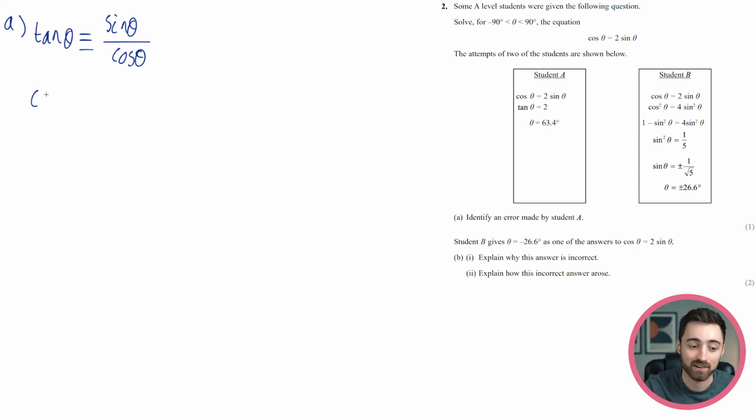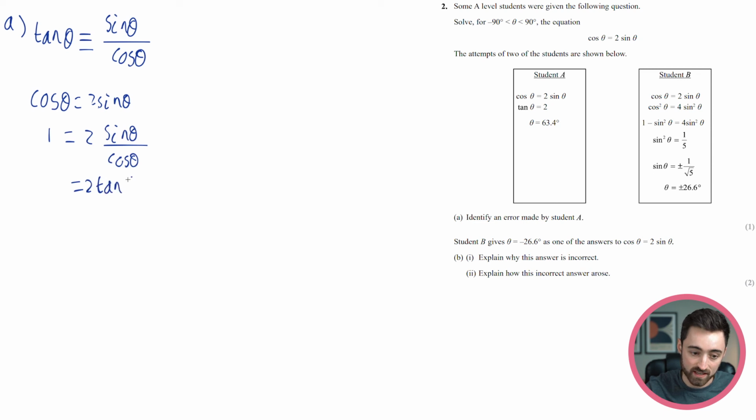Because if I have cos theta equals 2 sine theta, well, if I wanted to get a tan theta out of this, I would divide by cos theta, wouldn't I? Because tan is sine over cos. So what I would then say is cos over cos is going to be 1 equals 2 sine over cos, which equals 2 tan theta. So I would actually have tan theta equals a half. Well, that's not what they have. They have tan theta equals 2. So I think the student thought that tan was actually cos over sine. If tan was cos over sine, then I would divide by sine.